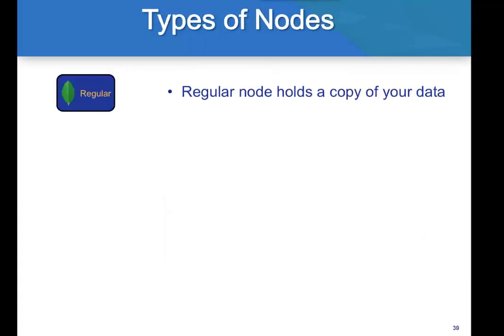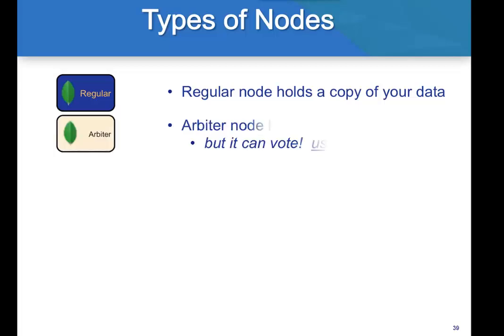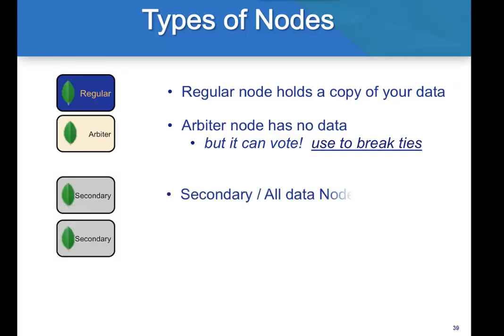Let me take a momentary digression. In a replica set, there are really two types of nodes. There are the regular nodes, or the data-bearing nodes, and they actually have a copy of the data. And there are these arbiter nodes. Arbiter nodes hold no data, but they can vote, and they're used to break ties. So you work around this problem we just described. Another way to think about it is you have the secondary and primary node. Well, the secondary node is just a data node.